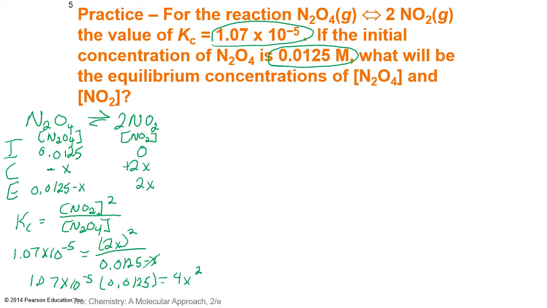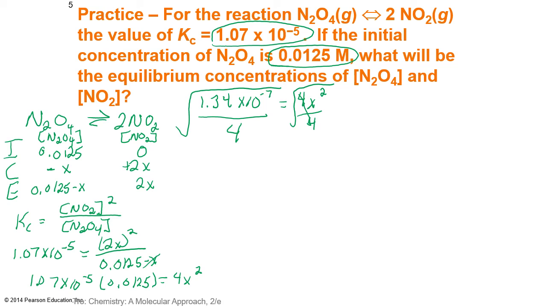So by multiplying those two values together, we get 1.34 times 10 to the minus 7 equals 4x squared. We can divide both sides by 4 to get rid of the 4's and take the square root. We find that x equals 1.83 times 10 to the minus 4th.